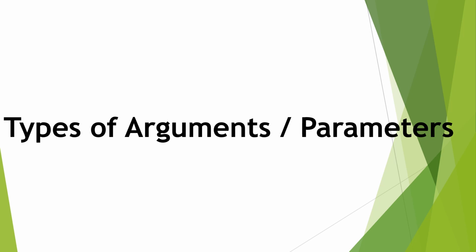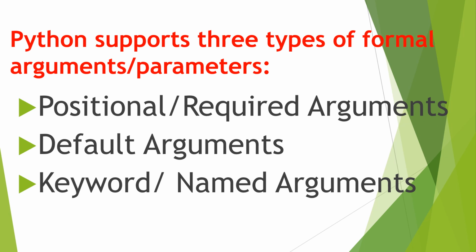Dear students, today we are going to discuss the types of arguments or parameters in functions. Python supports three types of formal arguments: the positional or required arguments, default arguments, and keyword or named arguments. The positional or required arguments are sometimes also called mandatory arguments.